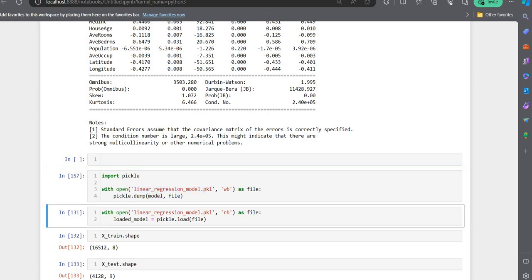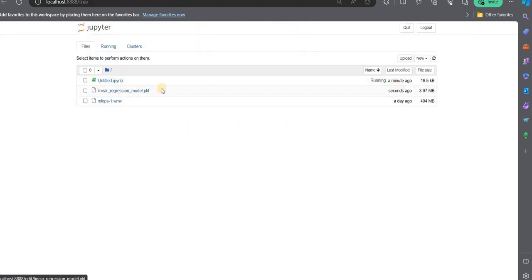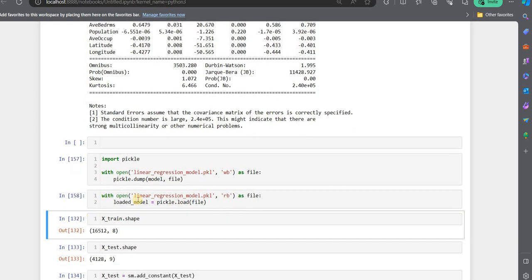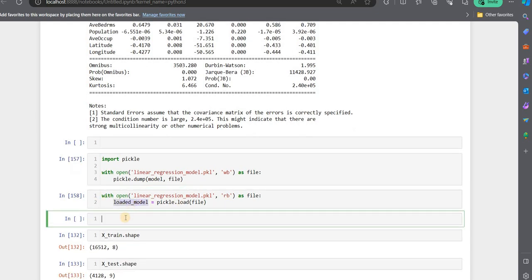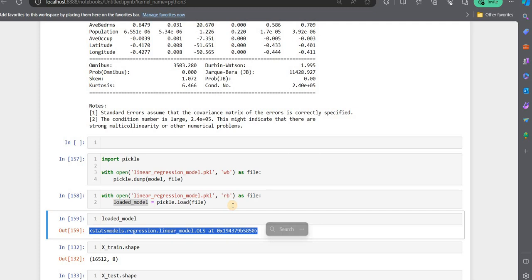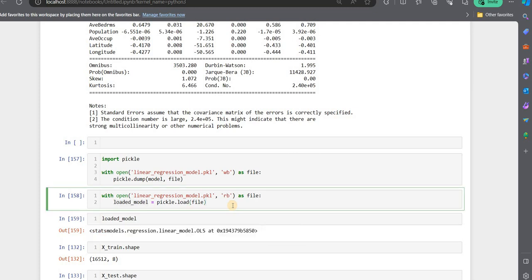If I run it here, you will see a second ago this model was saved, and its memory size is 3.97 MB. Then if we want to load this model, we again use with open with the model name or path. If you are not in the current directory, you have to give the entire path, and rb means read binary, and then pickle.load of that file will load it. If I show you this loaded model, it is again the statsmodels regression results. So this is how we build the model, train it, save it, and load it.